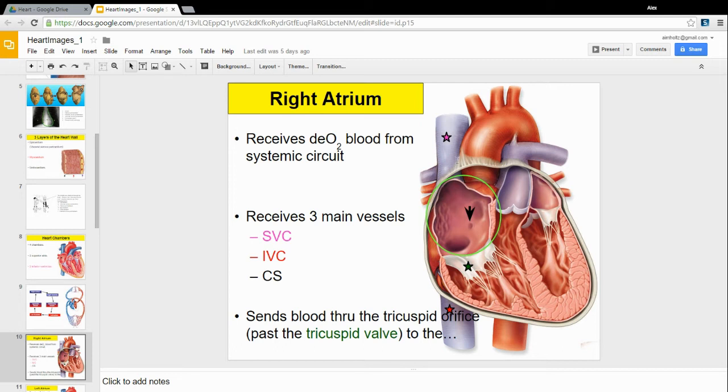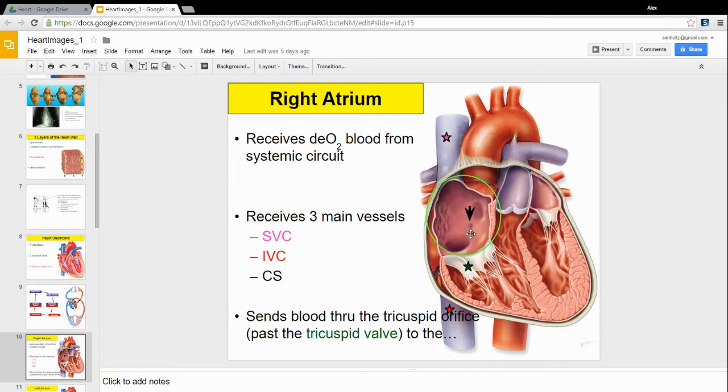All right, up top here, pink star. So pink star here, superior vena cava, brings blood to the right atrium, basically from structures above the diaphragm. Down here, red star, there it is, inferior vena cava, brings blood from the structures inferior to the diaphragm. More or less. Occasionally there are exceptions to that rule.